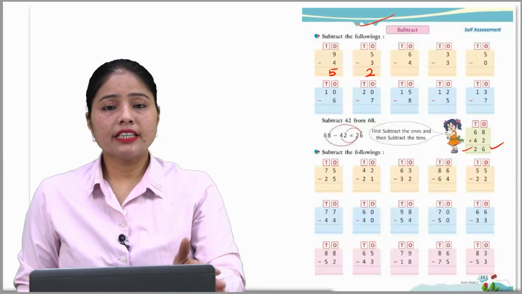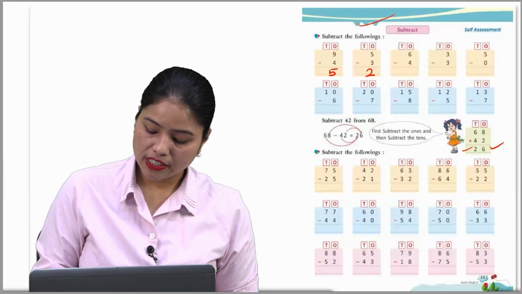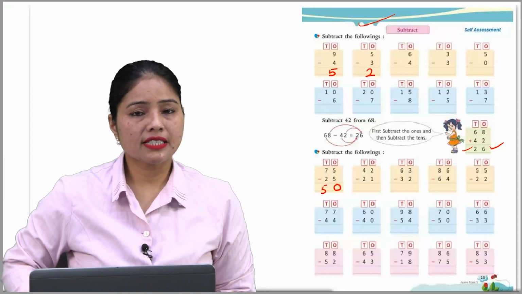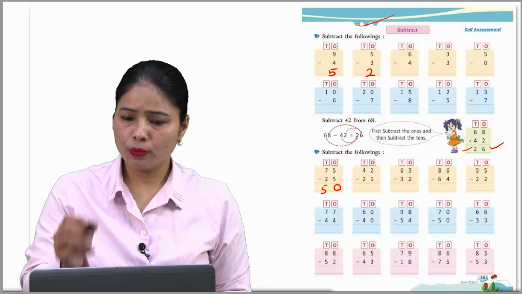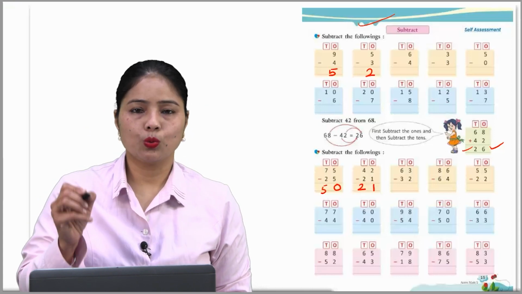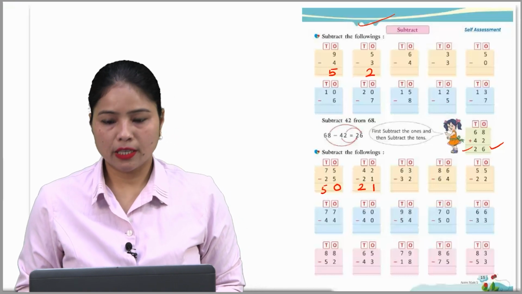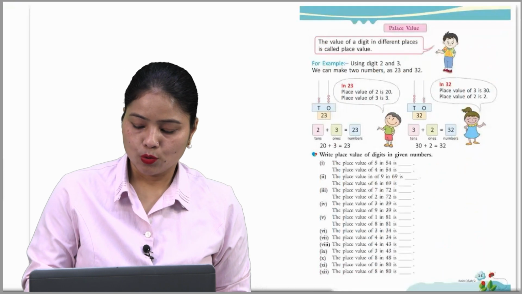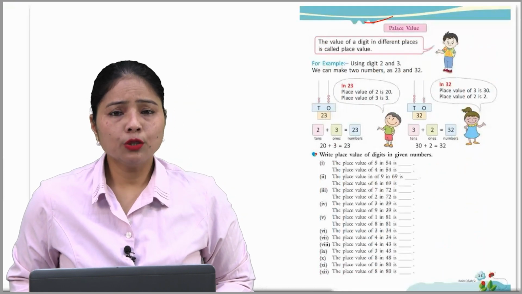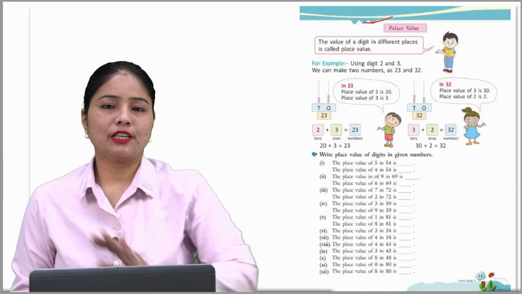Similarly 75 minus 25. You have to start with ones place. 5 में से 5 गए 0, 7 में से 2 गए 5. So 50 is the answer of that one. Similarly 2 में से 1 गया 1 and 4 में से 2 गए 2. Okay. So these are the other blanks. You have to fill it on your own beta. Okay. Just do practice. So now move on next one, which is place value. The value of digits in different places is called place value.